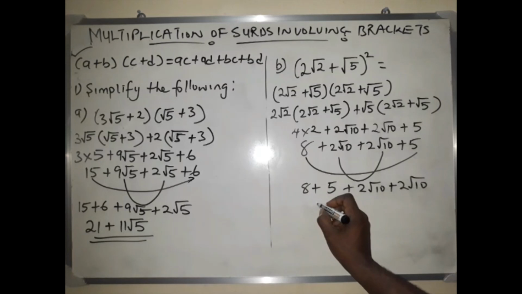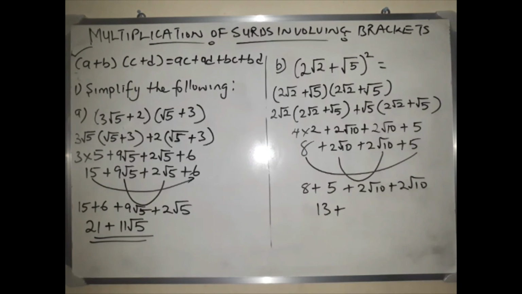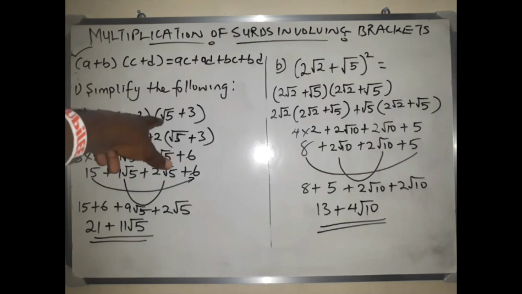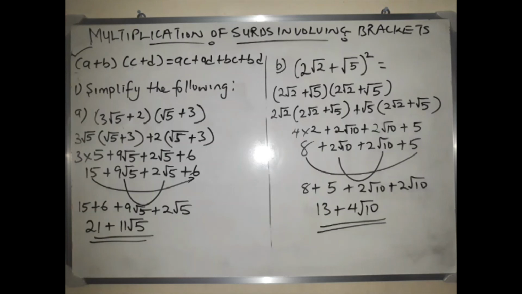That will now be 8 plus 5 is what? 13. Plus 2 root 10 plus 2 root 10 will be what? 4 root 10. And that would be the final answer. So it's very, very straightforward. Multiplication of surds involving brackets is simply, all you have to do is what? Apply the algebraic method in expanding brackets, when you're multiplying brackets rather. So when you do that, it will be very, very easy for you to solve questions involving multiplication of surds involving brackets. So that's all for today's video.